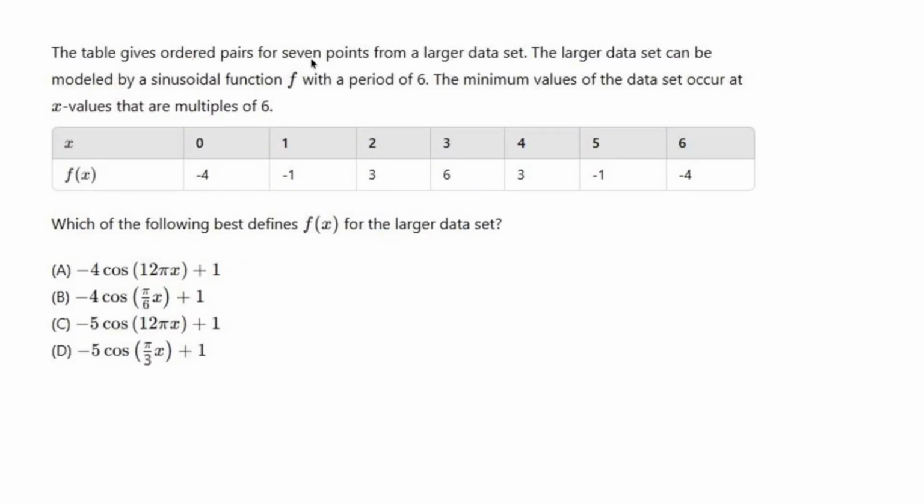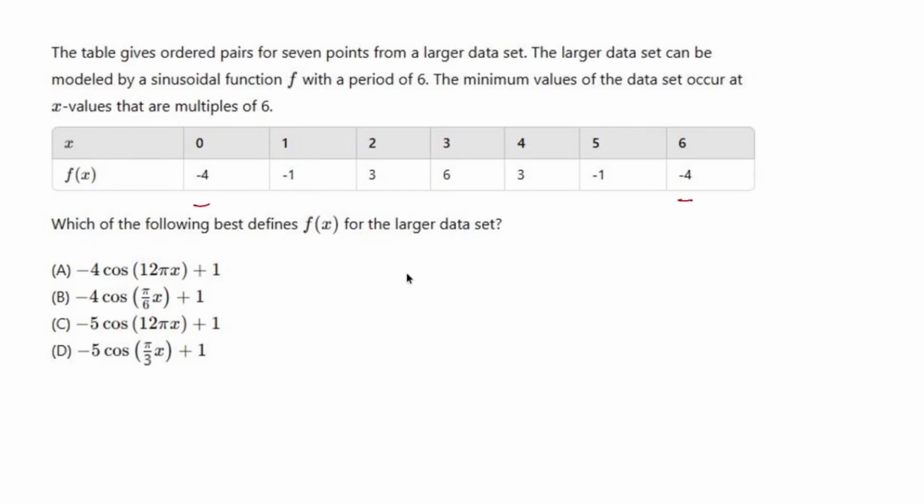A table gives ordered pairs for 7 points from a larger data set. The larger data set can be modeled by a sinusoidal function f with a period of 6. The minimum values of the data set occur at x values that are multiples of 6. Which one of the following best describes f of x for the larger data set?